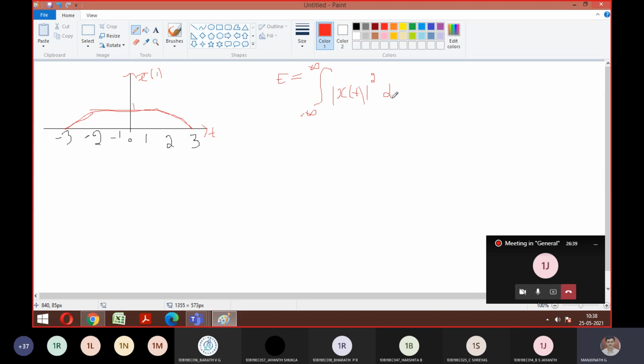Okay, so now to solve this problem, what should be known? We should know what my x of t is. Unless you know what x of t is, I can't use this formula to solve the problem. Is this first point clear to everyone? Is it okay, guys? Good. So now you have a target: if I am able to get x of t, I can get my energy.